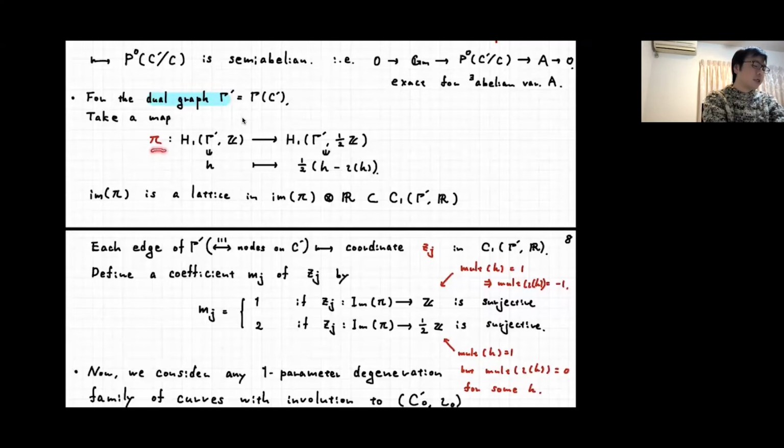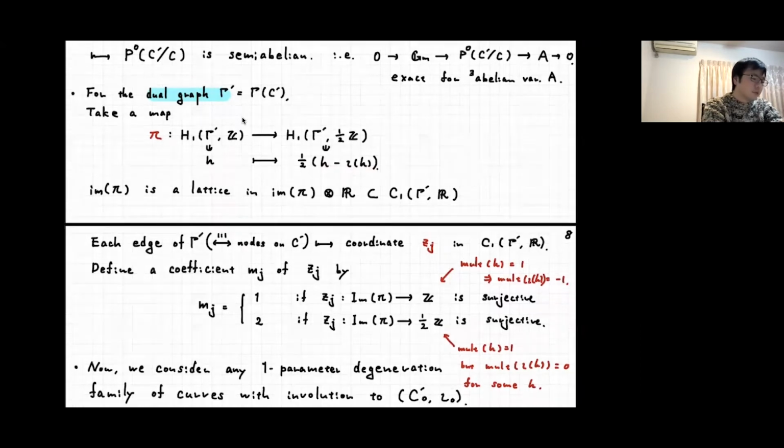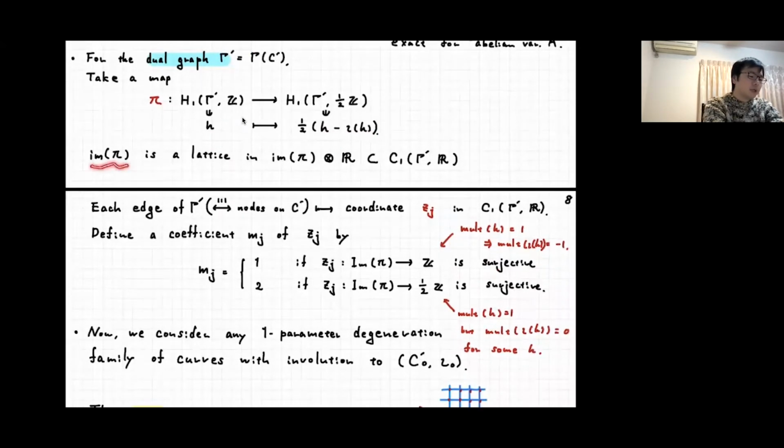Okay, so pi is a map from the homology H1 of this diagram to the H1, so cycles to cycles. But here, this map maps H to the difference of H and its image by this iota, and takes it formally times 1/2. It means that if H is fixed by the iota, then it is cancelled out by this map. And the image of pi is a lattice in the image of pi tensor R, which is in the space of all chains of the gamma prime.